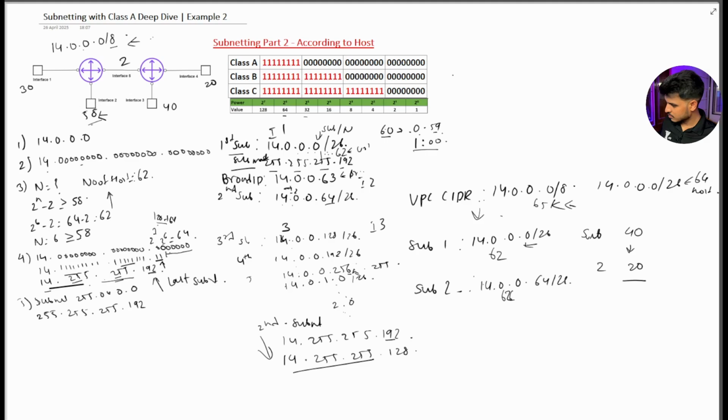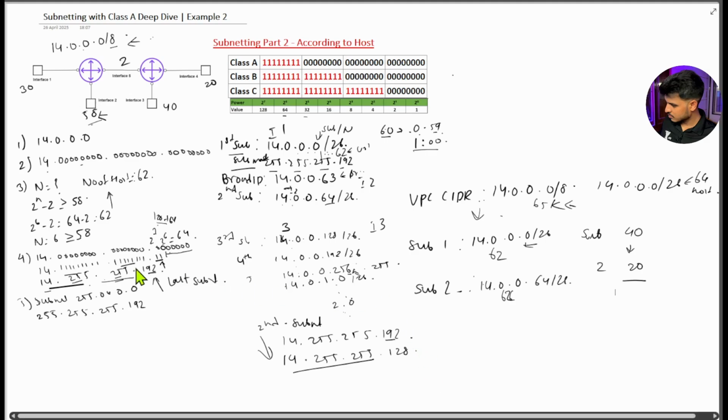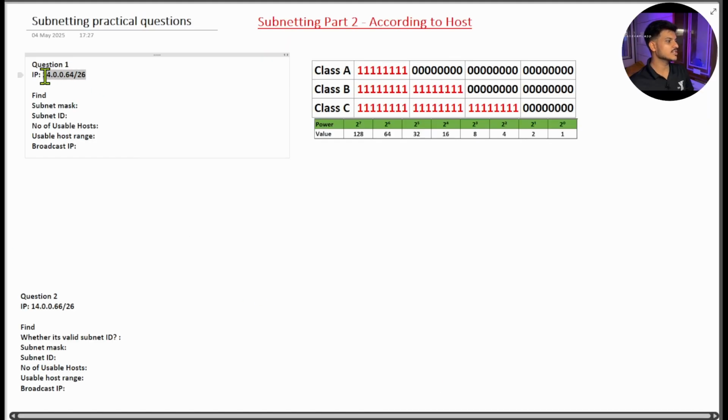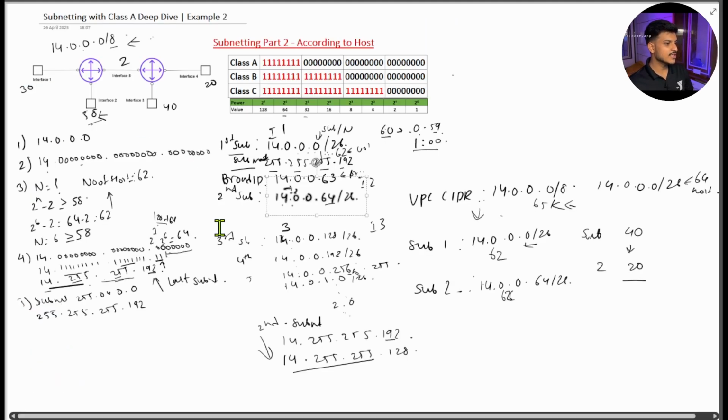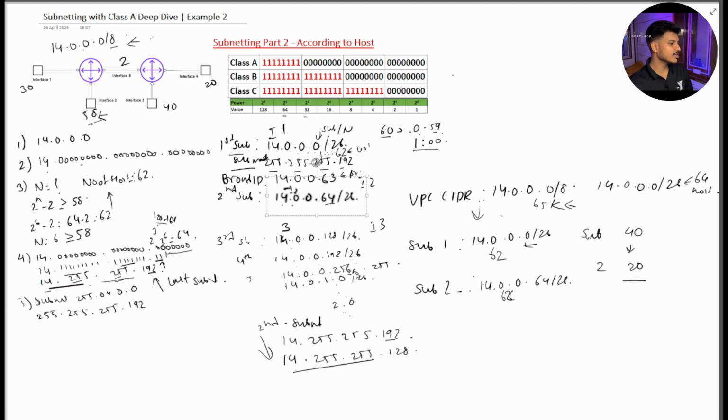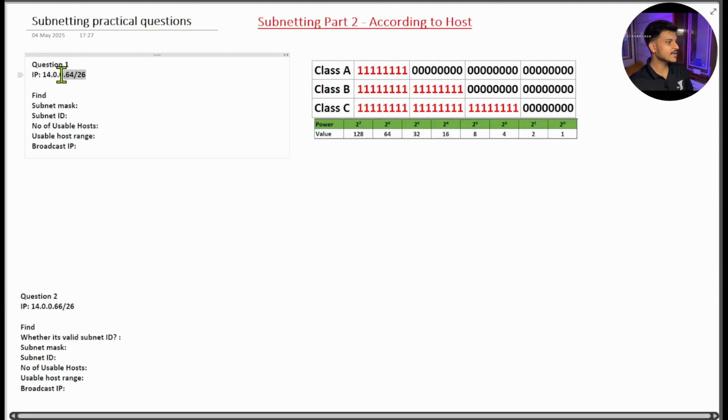Okay, so now let's move to our next practical questions. In the first question, let's say I am taking an example of an IP address, or it is actually a subnet ID itself. From the previous example you can see we have derived different subnet IDs. The first one was 14.0.0.0/26, and the second one was 14.0.0.64/26. I have taken that subnet ID itself as an IP.